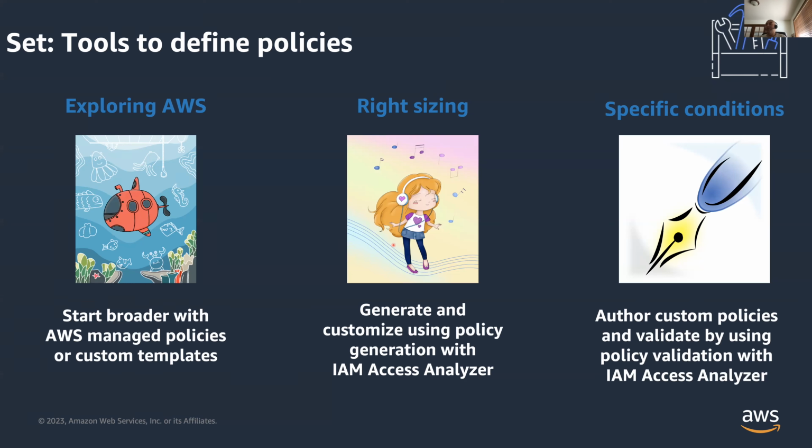So the first two on the left, exploring AWS and right sizing, are for when we don't know yet what type of permissions our application will need. But what if I say, no, Waleed, I know what I'm doing, I need to do it myself? In this case, we also have some specific conditions that you can add to your policies in order to achieve this data perimeter. And we'll touch on those.